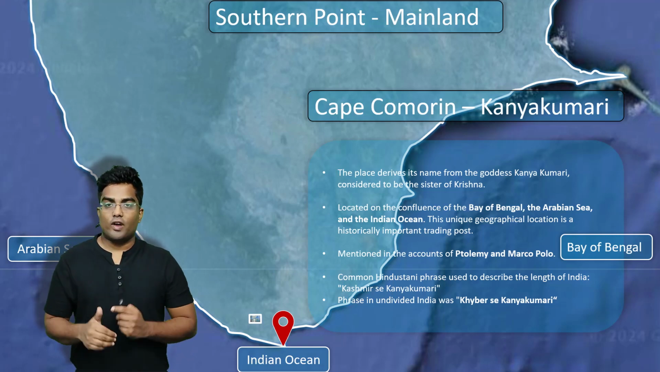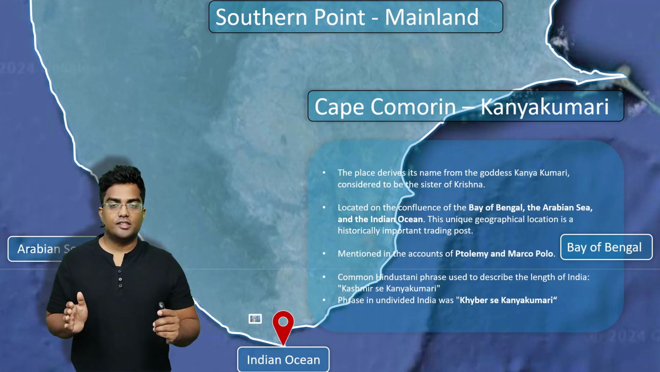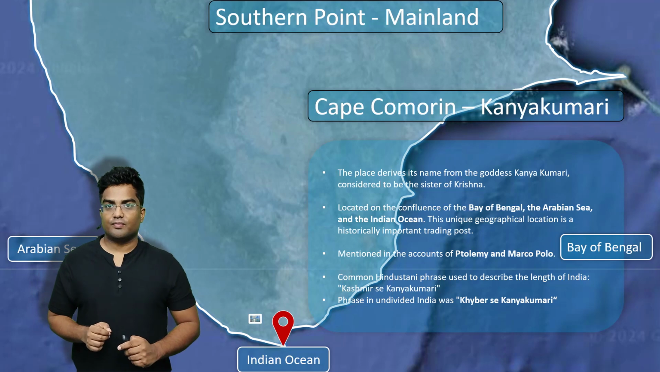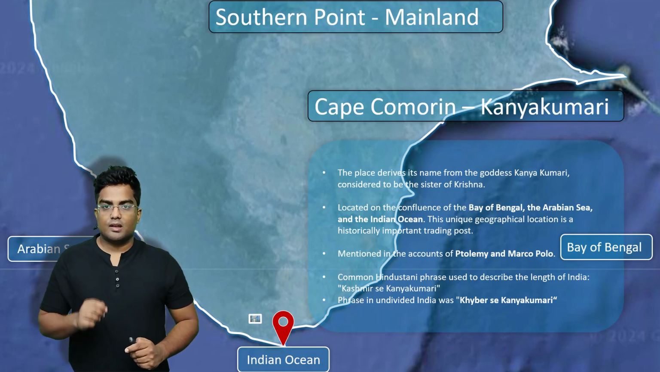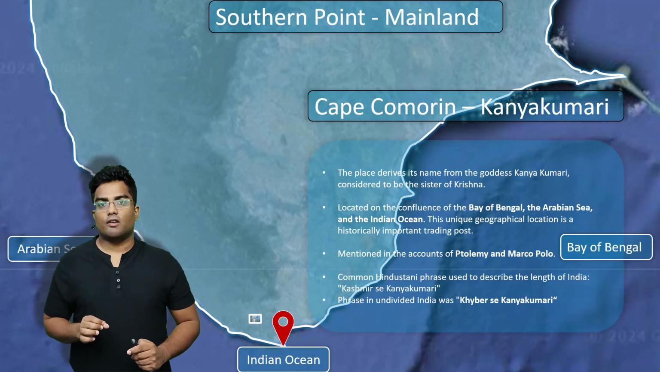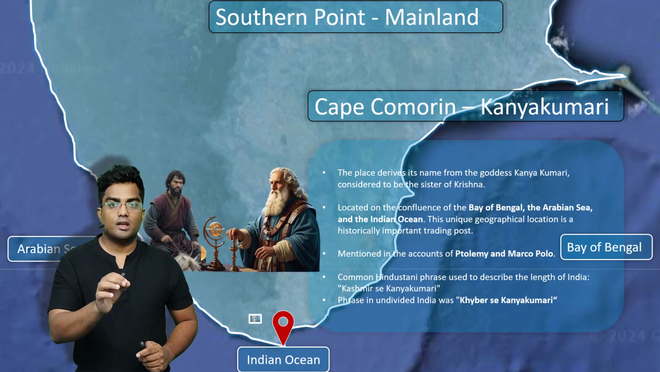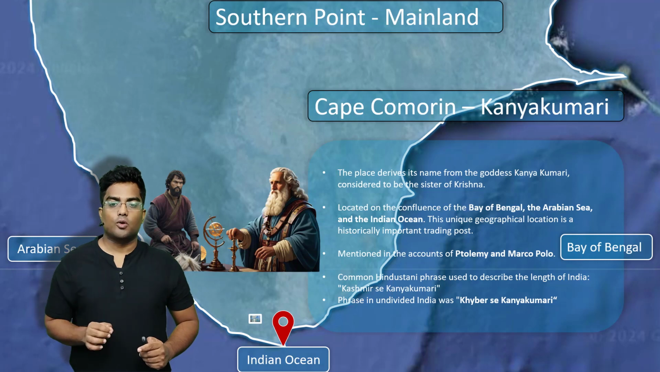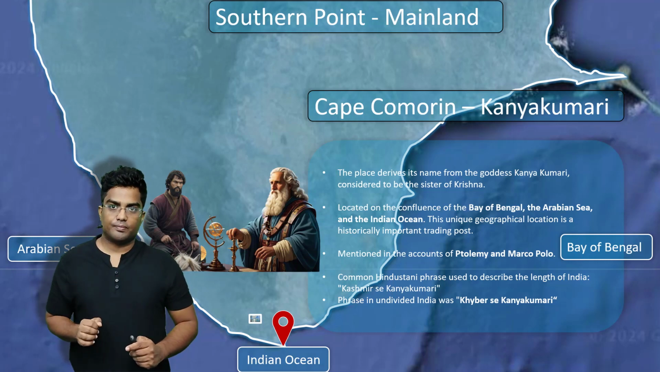So it's a very important place in ancient times for trade because it's located at the confluence. Right? So what's next? There are two important travelers who have talked about Cape Comorin or Kanyakumari. One is Marco Polo and the second one is Ptolemy.